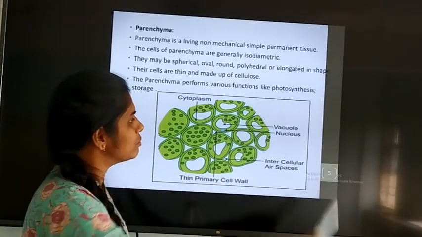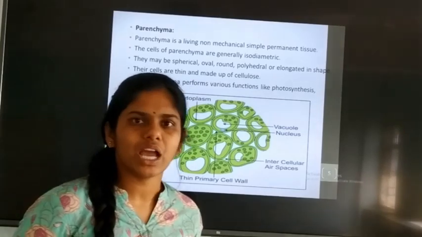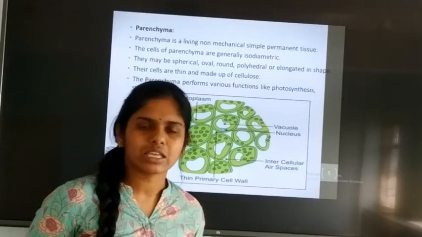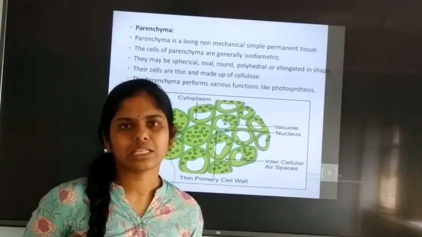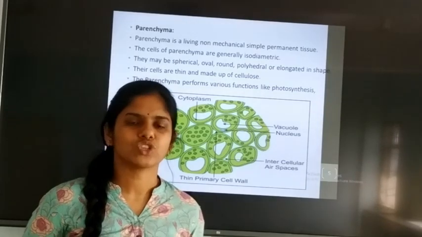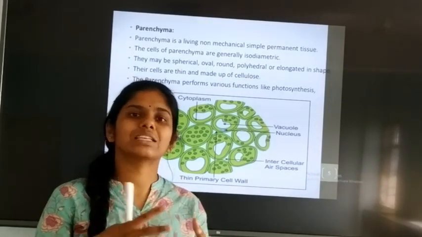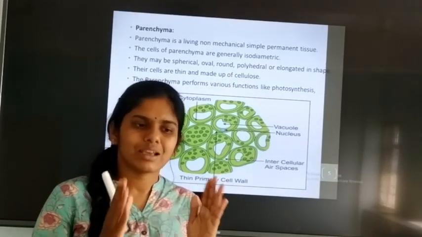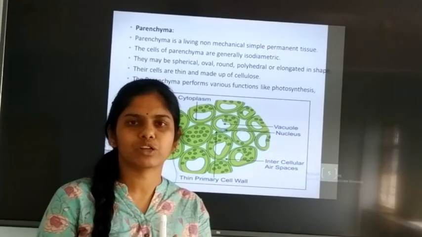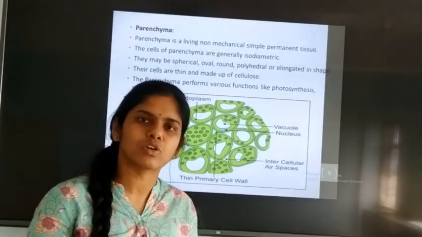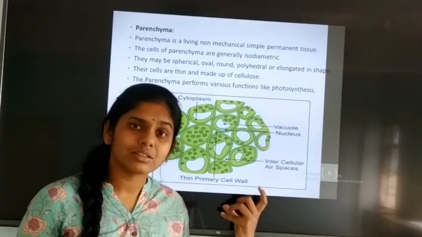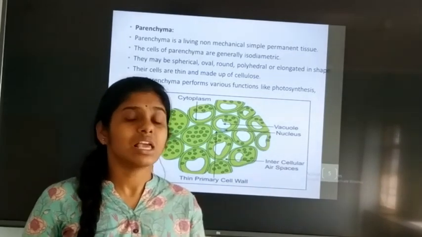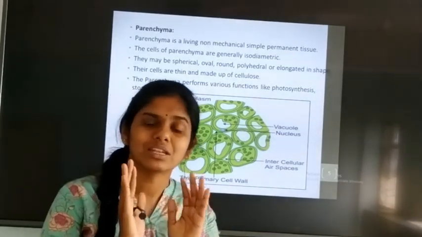And next, parenchyma cells perform various functions, like photosynthesis, storage and secretion. First, how is it helpful for photosynthesis? Because for photosynthesis to happen, we know that the cell must have the green pigment, chloroplast. Only then is it involved in the photosynthesis. So parenchyma cells have the green pigment, chloroplast. But it does not mean all parenchyma cells have chloroplast.